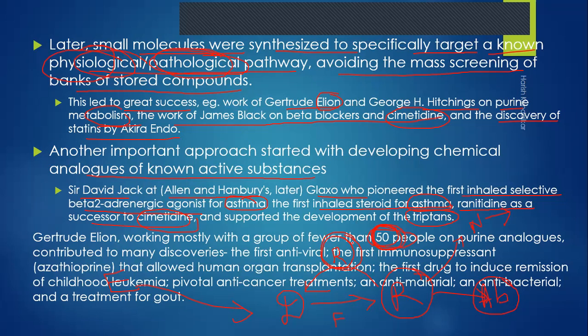So working with mostly a group of fewer than 50 people on purine analogs, he contributed to many discoveries like the first antiviral agent, the first immunosuppressant, for example azathioprine. So that was the first immunosuppressant. Okay, so that allowed human organ transplantation. So we know immunosuppressants are not good drugs, but they are absolutely necessary when we have to talk of organ transplantation.